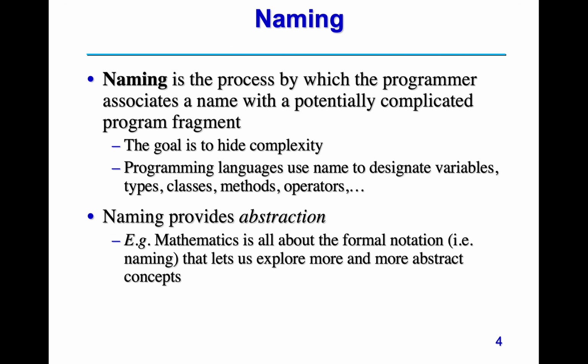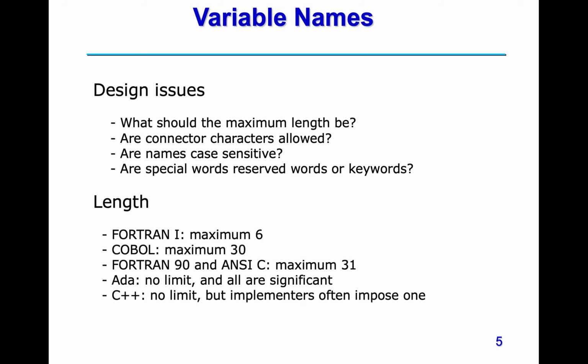I skipped the beginning when I went over it in class, but we talked about the concept of naming. Naming is the process by which we associate a name with a potentially complicated program fragment. The goal is to hide the complexity. Programming languages use names for variables, types, and classes. Data types have names like int, double, and float. Names provide abstraction.